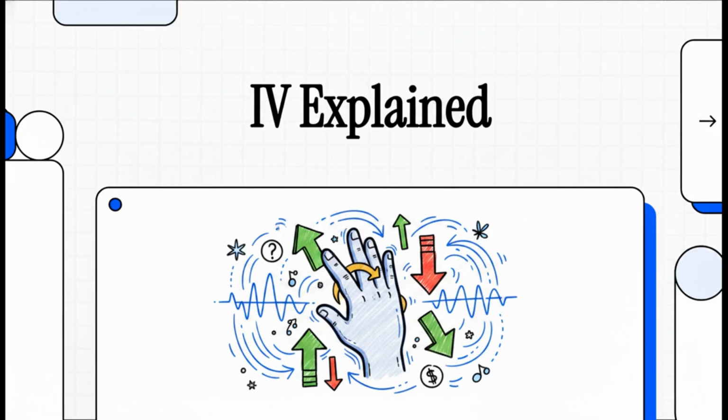Well, today we're going to uncover the hidden mathematical force that secretly dictates option pricing. It's kind of like the invisible hand moving the market. And by the end of this, you'll know exactly how to use it to your advantage. So let's dive right in.